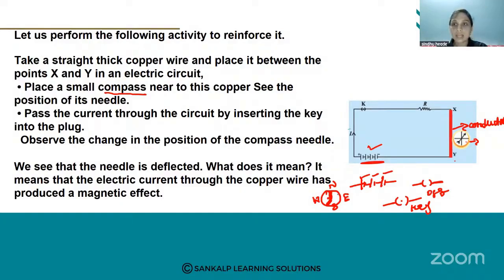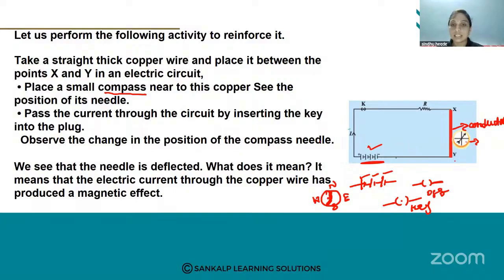Why do we use the compass in the navigation process? Because it shows the directions due to the deflection in the needle, right? See, one compass is placed near this circuit. This is the experimental setup that Oersted made to find out the magnetic effect.